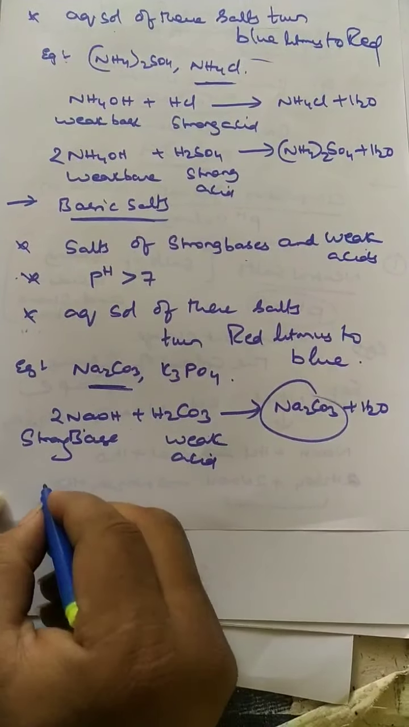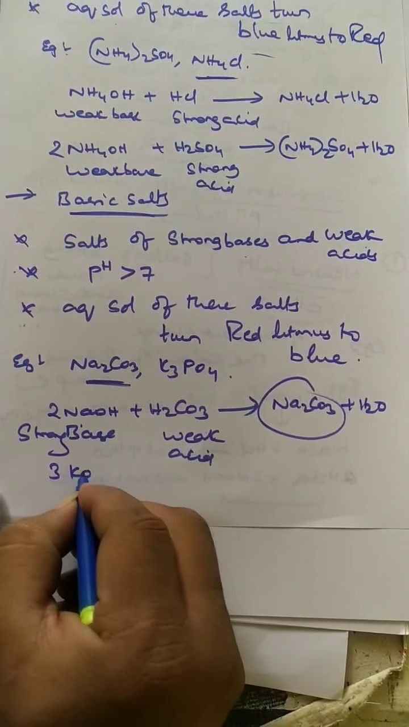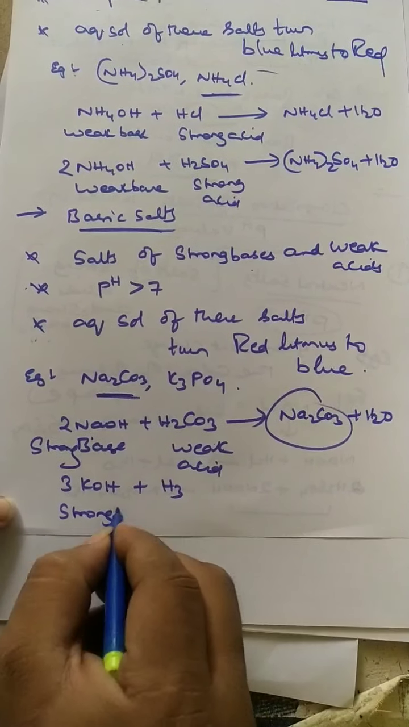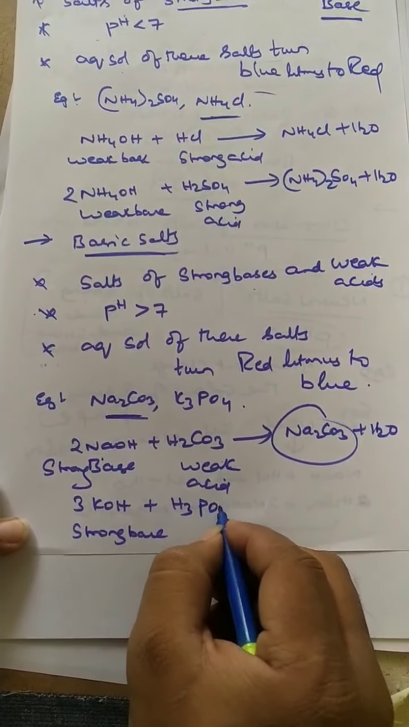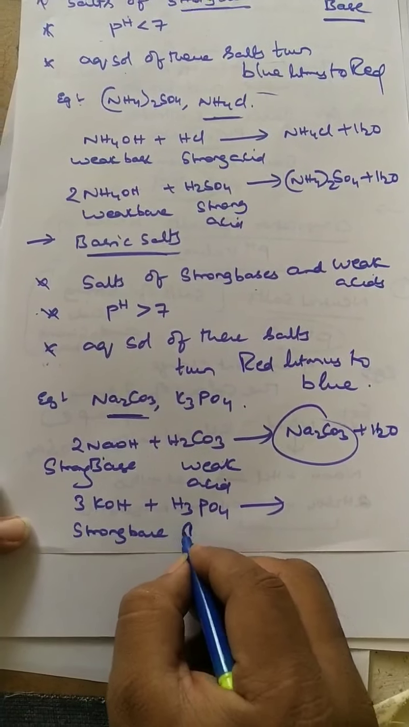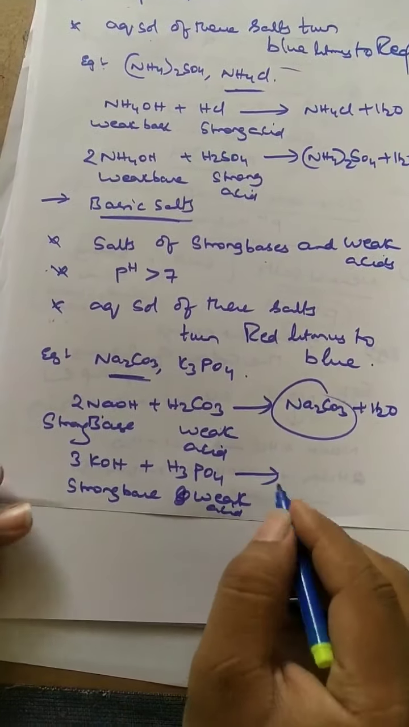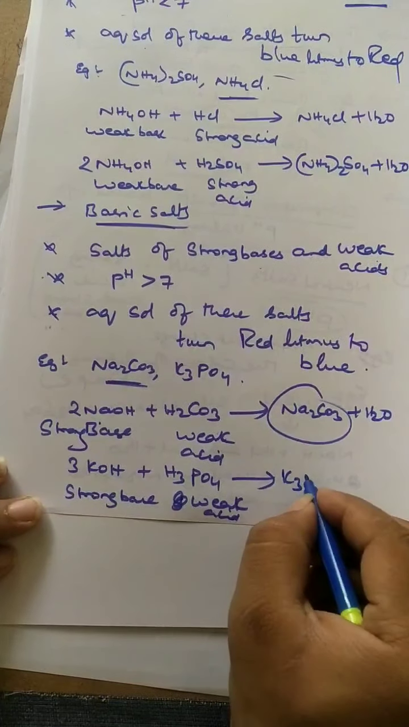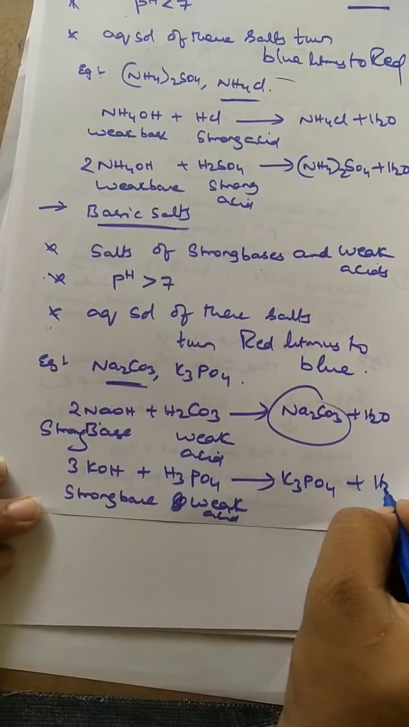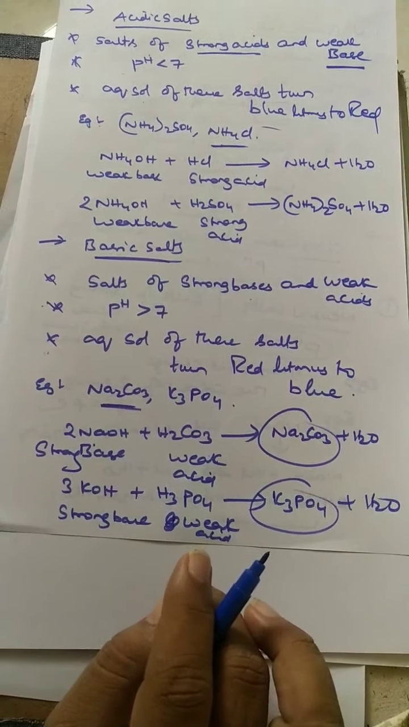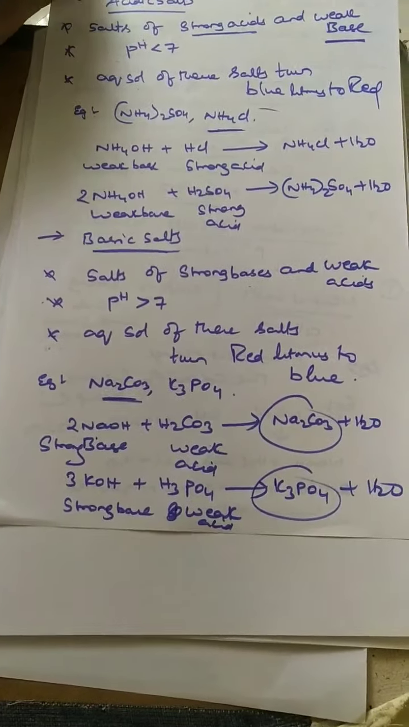In the same manner, K3PO4: if you take 3 moles of KOH, potassium hydroxide is a strong base. It is treated with H3PO4. What is H3PO4? Phosphoric acid, it is a weak acid. So you are going to get K3PO4 plus some H2O. So this is a salt formed in this manner: strong base and weak acid. So this is about the classification of salts.